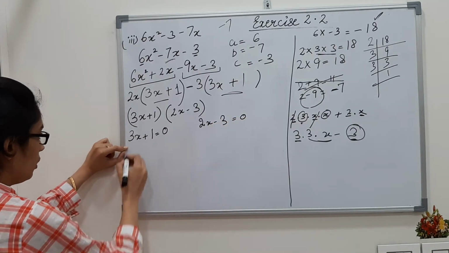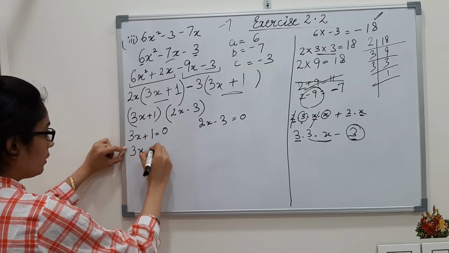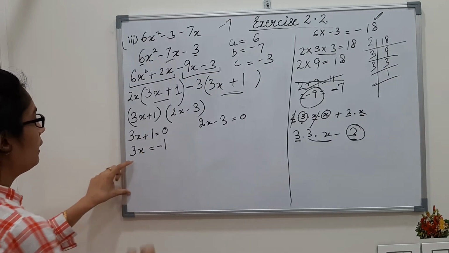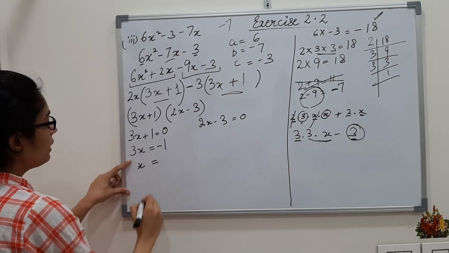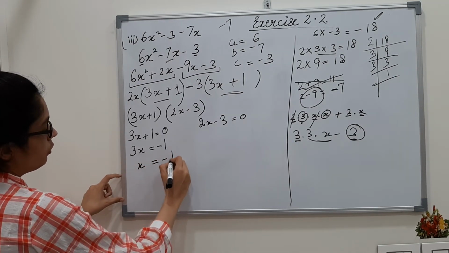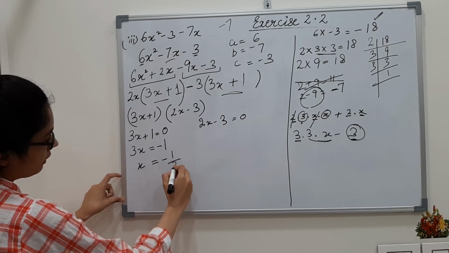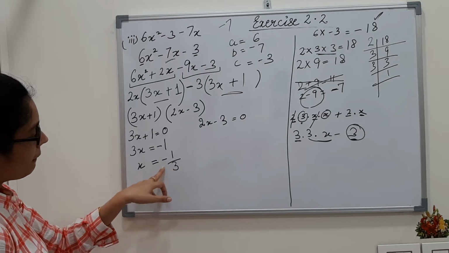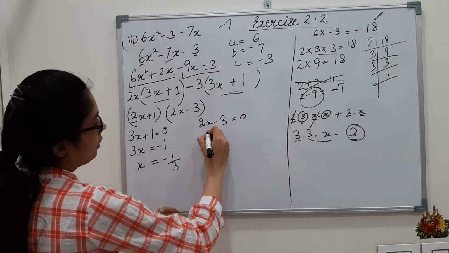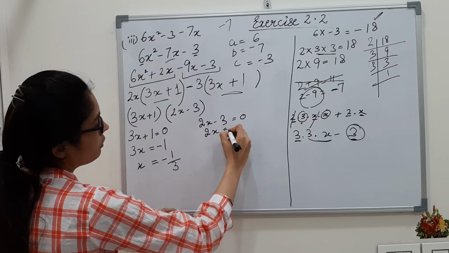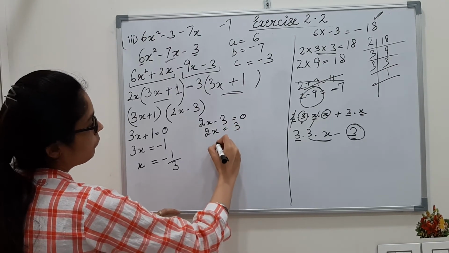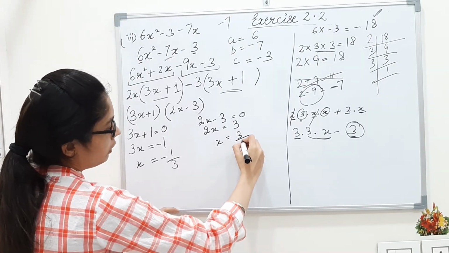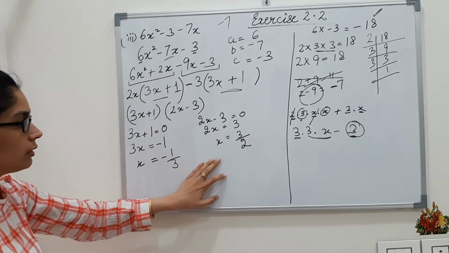Let's solve. 3x, this 1 we will shift to other side, and plus 1 will change into minus 1, and 3 is getting multiplied with x, therefore on changing the side it will get divided. So 0 will be equals to minus 1 by 3. Now let's find out the other one. Minus 3, if we shift to other side it will become plus 3, and 2 it will get divided on shifting to the other side. So other 0 will be 3 by 2.